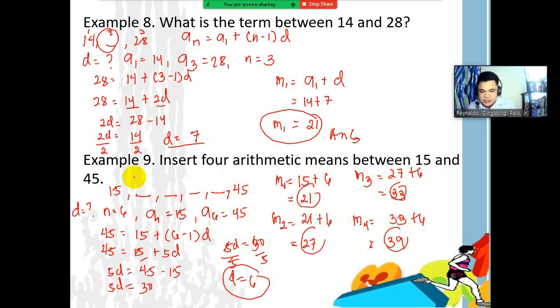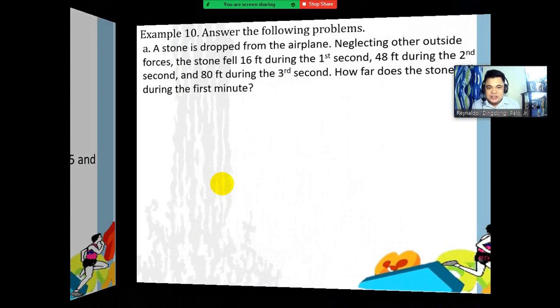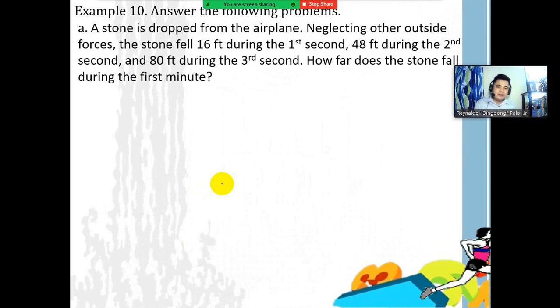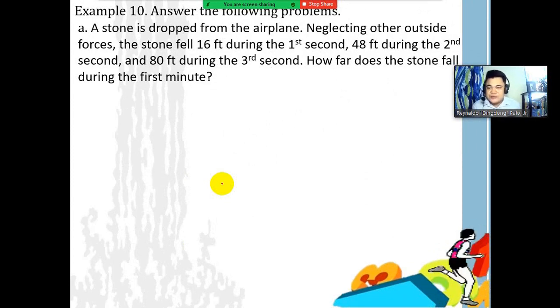So you can also list them down: 21, 27, 33, and 39. Okay, so how did we do that? First, you have to solve for the common difference before you can actually solve for the means. Okay, so that's it. Now, let's consider the following problems applying the concepts about arithmetic sequences and series. So answer the following problems.